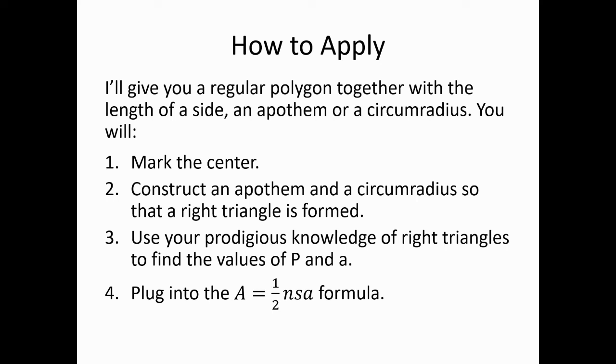Oh, and I've done something here at the bottom that I just noticed. I gave the half nsa formula, so instead, let us say that we'll use the half PA formula. Though if you like the half nsa, use the half nsa. It's equivalent to the half PA, of course. So what do you do with your regular polygon and your given information? You mark the center. You drop an apothem from the center. From the center, you also draw out a circumradius so that you end up with the right triangle. And then you reason about that right triangle, which will always involve the determination of an angle measure.